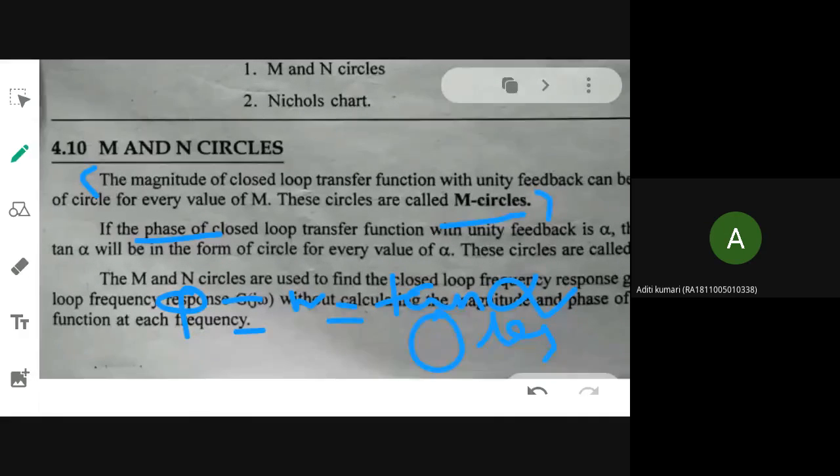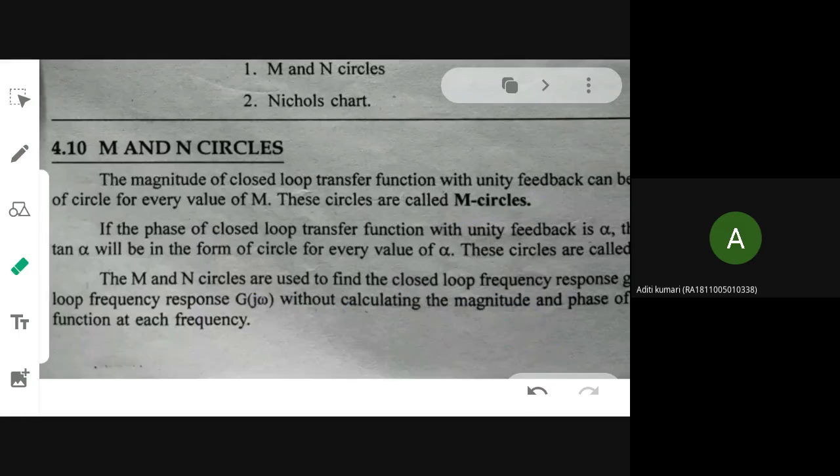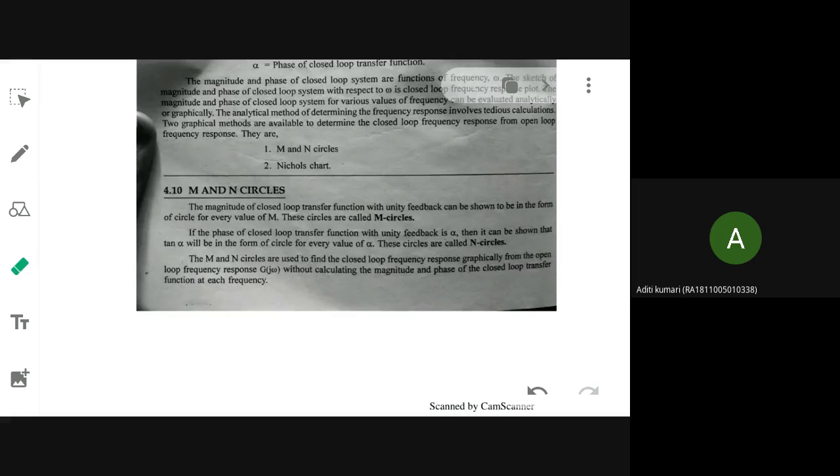So N circles correspond to phase and M circles correspond to magnitude. That's all. Now, you are telling me that all of these are in the form of circles, but you have to prove that. You are saying the magnitude of the closed loop transfer function is in the form of a circle, and the phase of the closed loop transfer function is also in the form of a circle. So you have to prove that by derivation. That will finish off this topic.